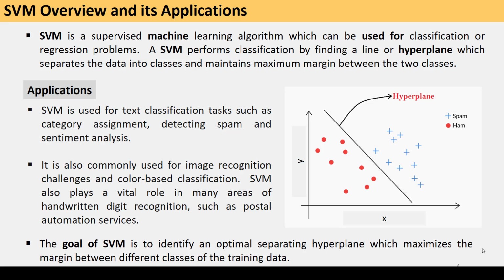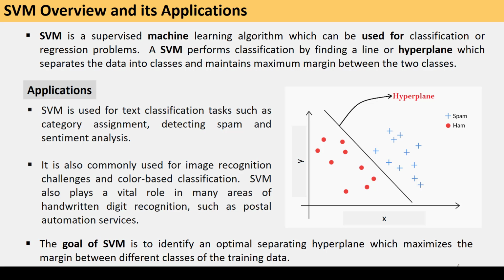Okay, so we will get into the concept of hyperplane in the coming slides. Before we jump onto that, we will try to understand the SVM applications as well. SVM is used in text classification tasks such as category assignments, spam detection, sentiment analysis, and is commonly used in image recognition challenges, color-based classifications, and it plays a very vital role in areas of handwritten digital documents. So the goal of SVM is to identify an optimal separating hyperplane which maximizes the margin between the classes of the training data.